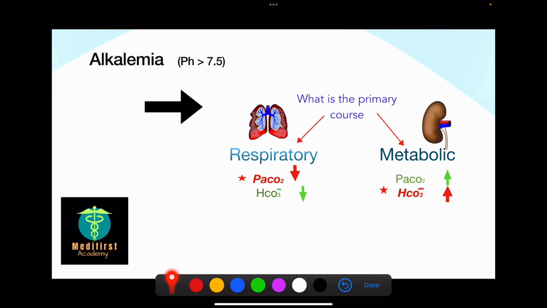Same with alkalemia. You can say alkalemia if the pH is more than 7.5.